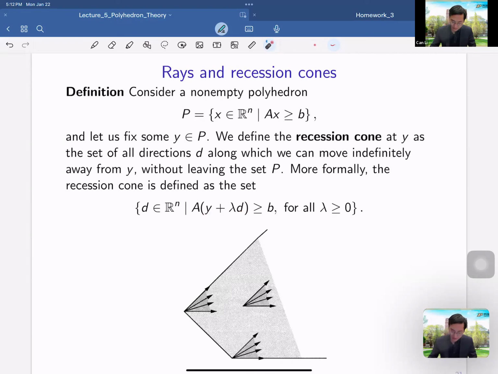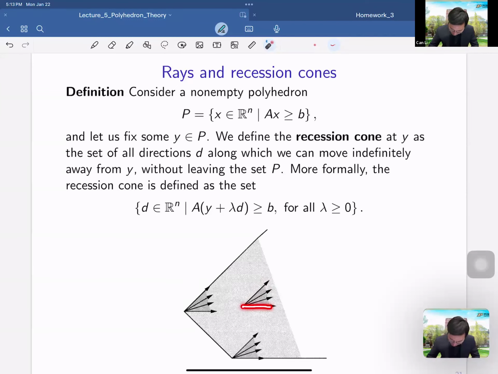Okay, so this is the figure to demonstrate what a recession cone is. Supposedly the y we pick is at this particular point. And then as you can see, the recession cone is essentially any of the rays between this vector here and this vector here. Because when you move along this vector, the first vector is parallel to the boundary here. So if you move along this direction, because it is parallel to the boundary at the left, it will never hit the boundary.